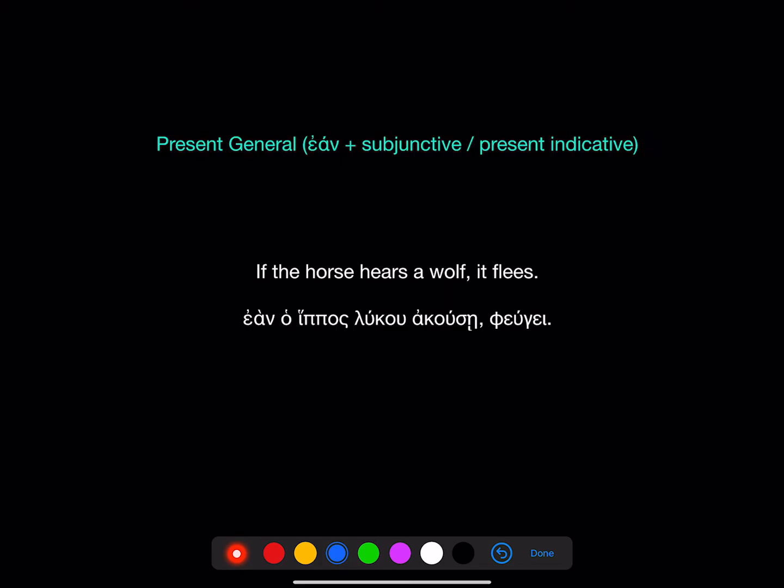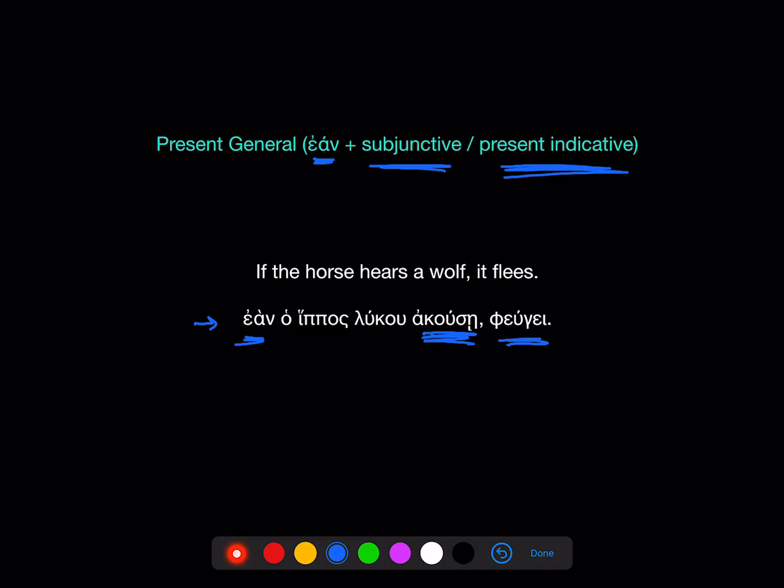So first, let's look at present generals. And these have ean or an with a long alpha plus subjunctive in the protasis, the if clause, and a present indicative in the apodosis, the then clause. So here's our example. Ean ho hippos lukon akousei, pheugei. So we have an ean and an aorist subjunctive because I wanted aoristic aspect. We could have had a present subjunctive if we wanted imperfective aspect. And then in the apodosis, a present indicative.